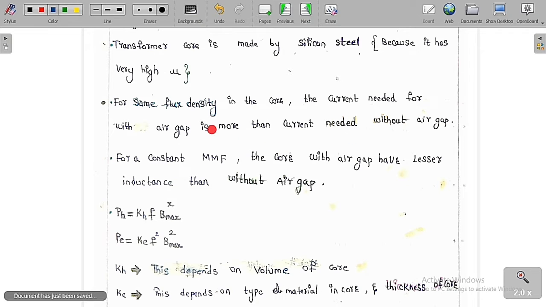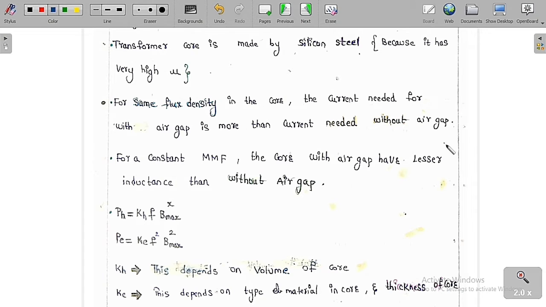So for the same flux density, which means the same flux, whenever the flux is constant, the flux density is also constant, because flux density is equal to flux per area. So for the same flux density in the core, the current needed with an air gap is more than the current needed without an air gap.